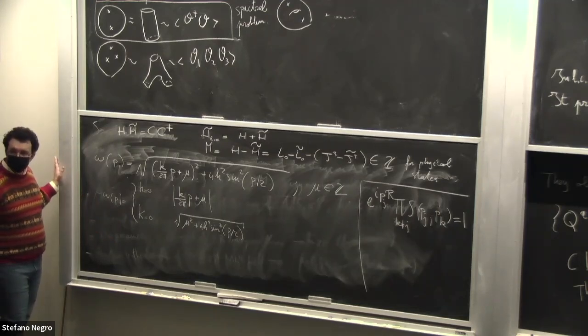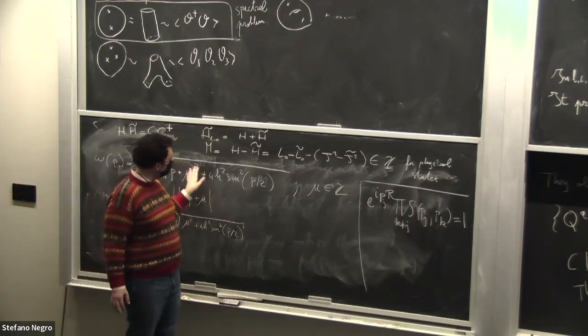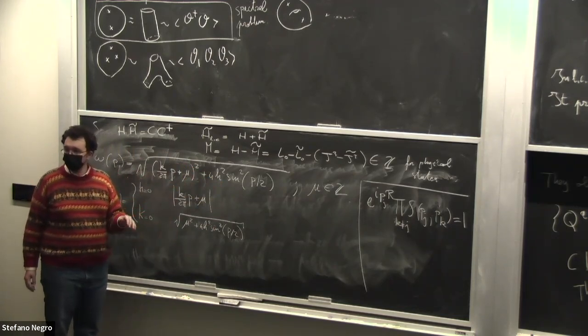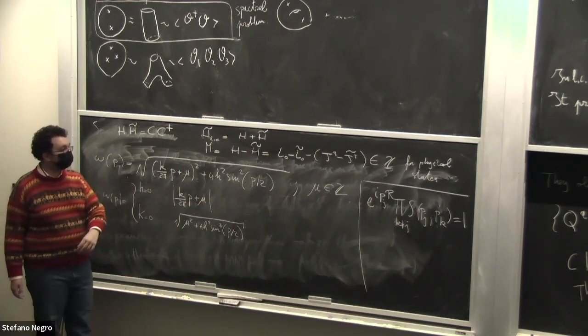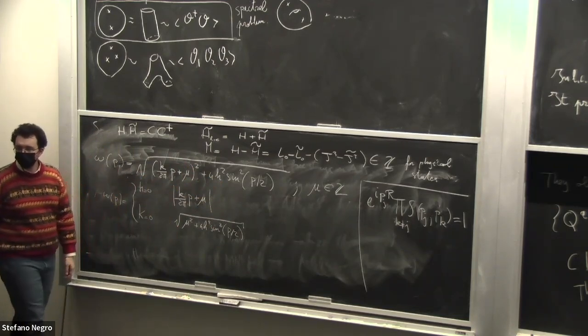Say again what mu was, I'm sorry. This mu? Yeah. So this dispersion relation is valid for several types of particles, and this mu identifies different particles. For instance, the bosons on the torus would have mu equal to 0. Other particles would have mu equal to 1 or 2, and so on.